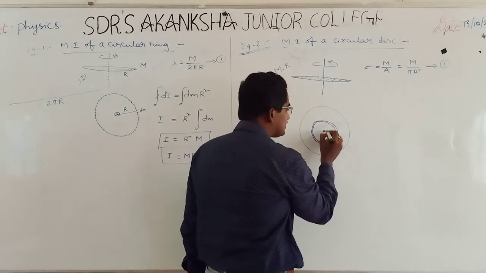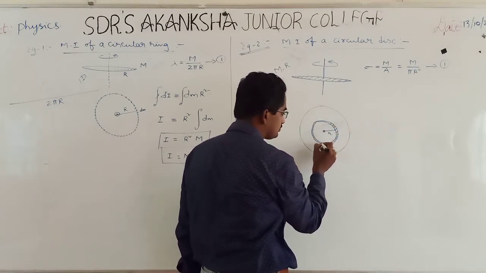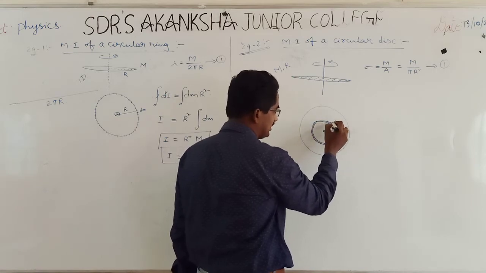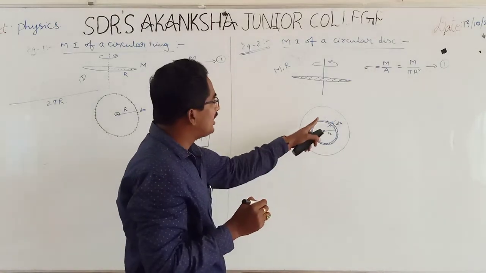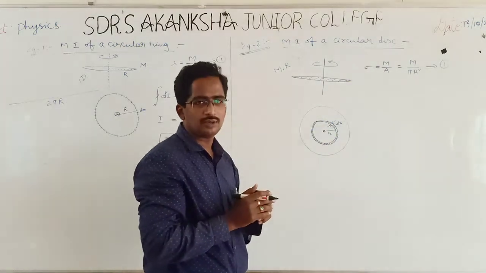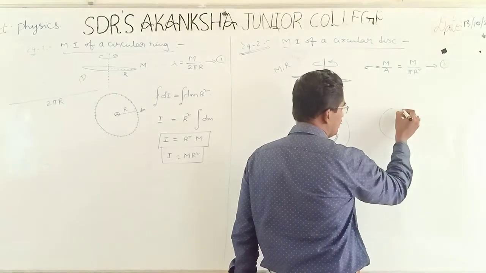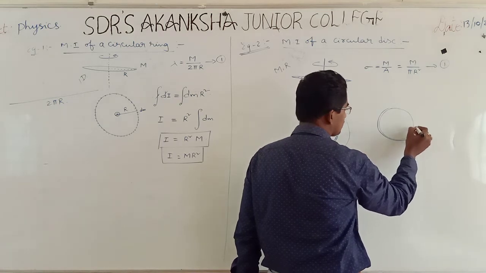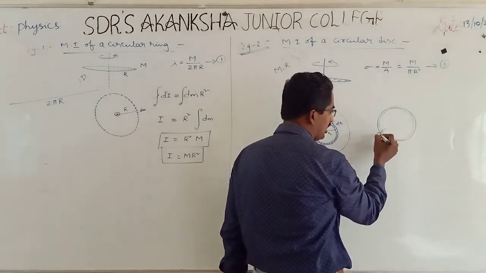Okay, a ring of radius r and thickness dr. What is the thickness of this one? dr. Then what is the mass of this ring that I want to use? This is a ring of radius r and thickness is dr. So thickness is dr.